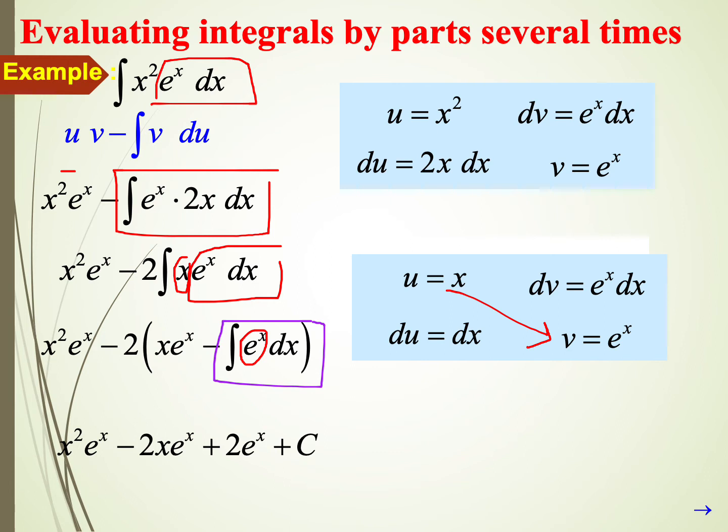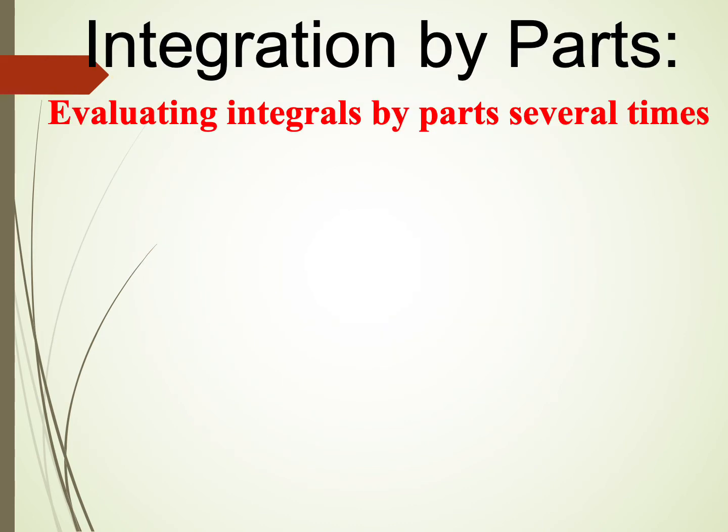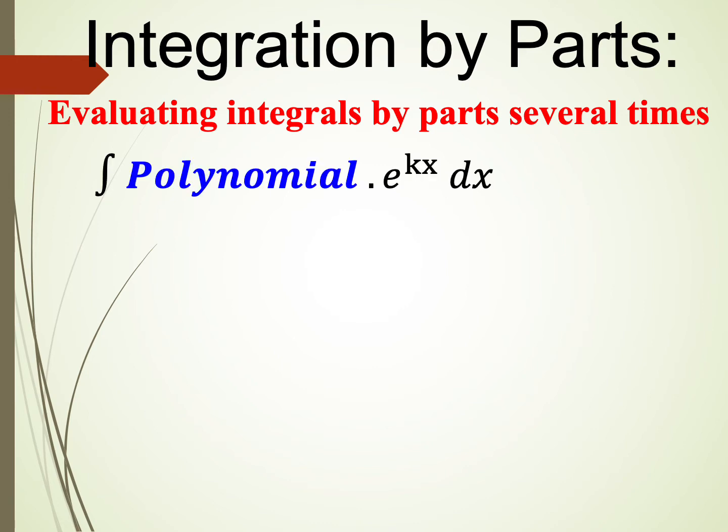What if the power is 3? What if the power is 5? Then I need to repeat it 5 times. This is why the normal method of integration by parts is difficult to apply if I have higher powers. So there is a special method of integration by parts. It's called the tabular method, and we always call it a special integration method.